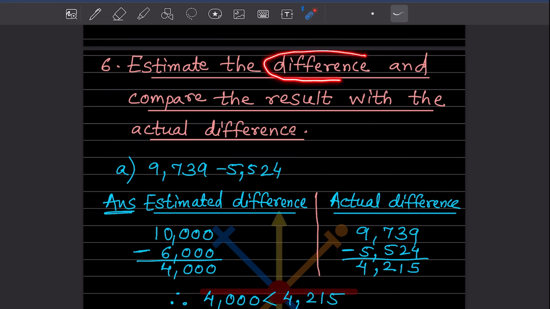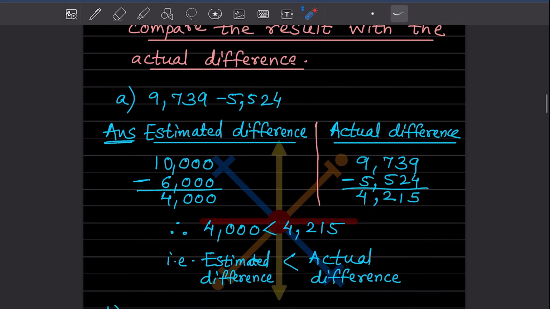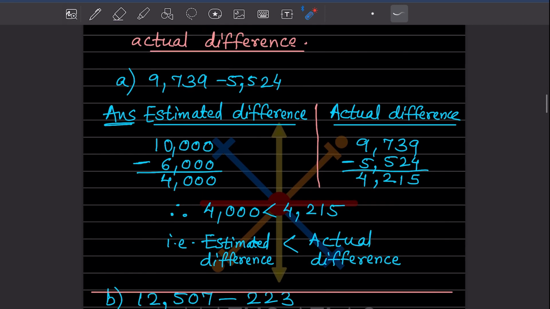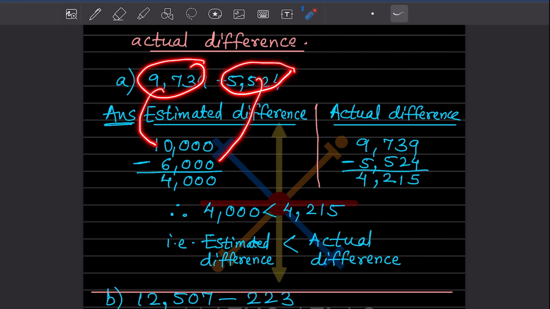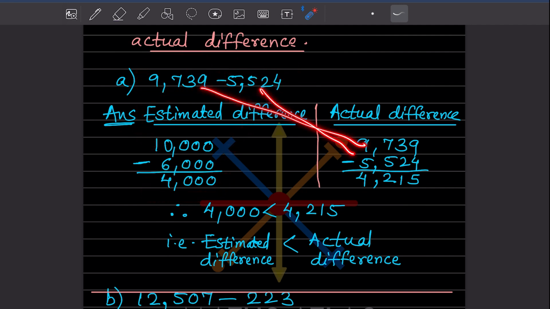Yes, it's the same, only that we have to find a difference. Difference means you are going to subtract. So the rounding and everything is the same. Here when you round, you get 10,000. When you round this, you get 6,000 and you subtract it. Both here remain the same, you subtract.